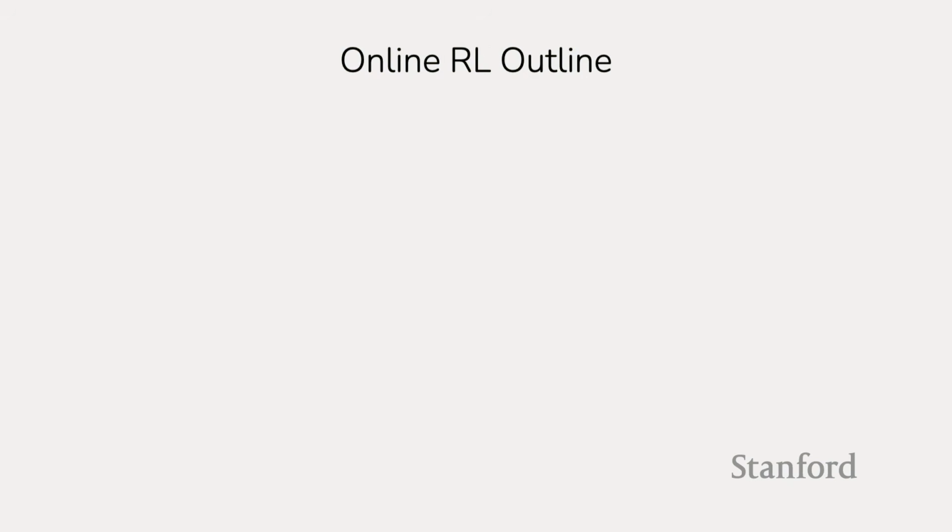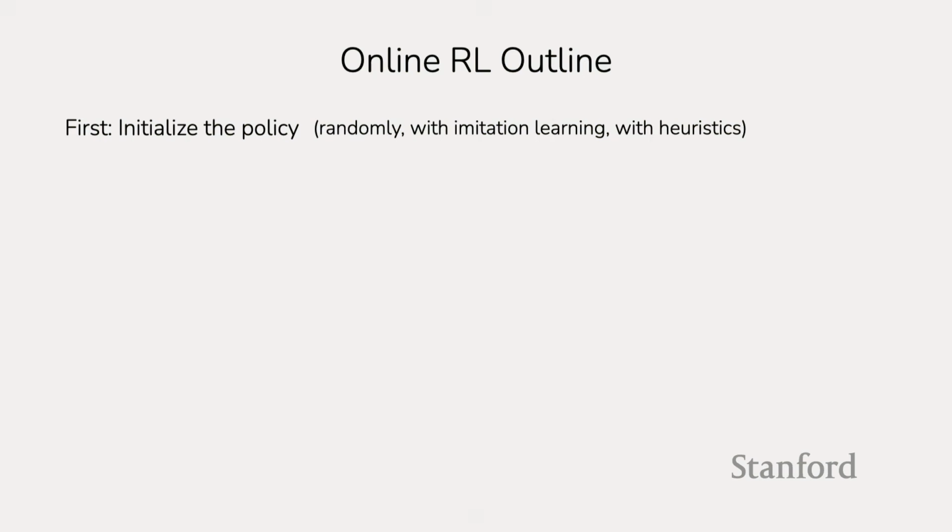Okay, so the outline of an online reinforcement learning algorithm is going to look something like this. So first, we need to initialize our policy in some way. Like when you train a neural network, you need to initialize its weights. We could initialize the weights of our policy randomly. We could also initialize it with imitation learning. We could also use heuristics. It depends on the problem setting.